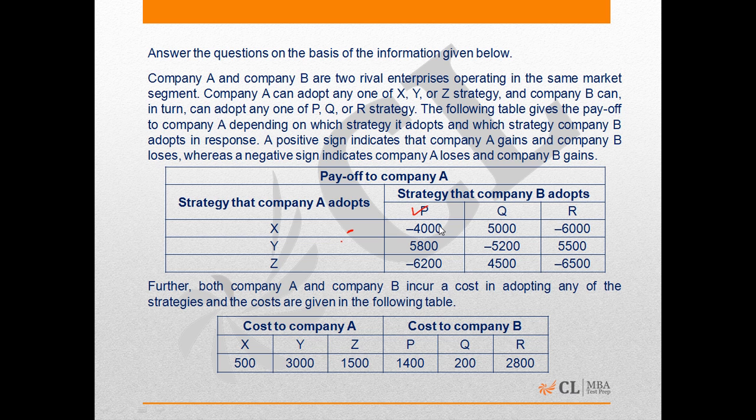Further, both Company A and B incur costs in adopting any of these strategies, and costs are given in the following table. From the table it can be seen that when Company A adopts X, it incurs a cost of 500. When it adopts Y, it incurs a cost of 3,000, and similar figures are given for B.